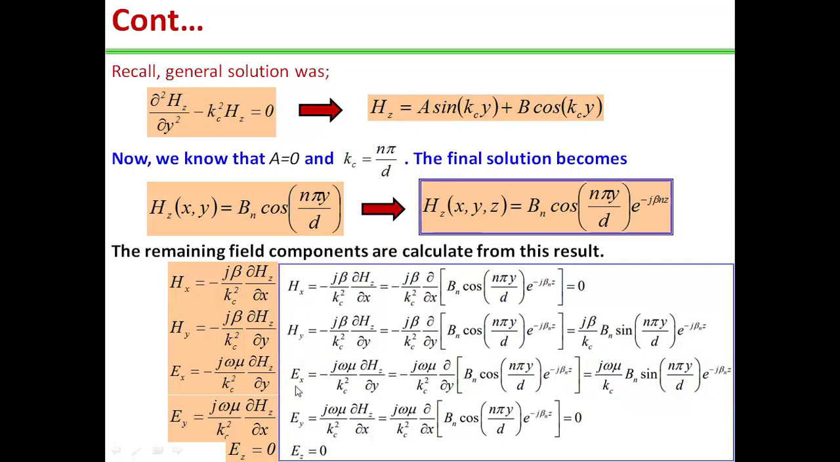And similarly, we can calculate the Ey component, and we know that Ey is equal to j omega mu divided by kc squared del Hz by del x. After putting the value of Hz and differentiating with respect to x, we will have Ey is equal to 0. And the electric field is in the transverse direction, so the electric field is always 0 along the z direction.